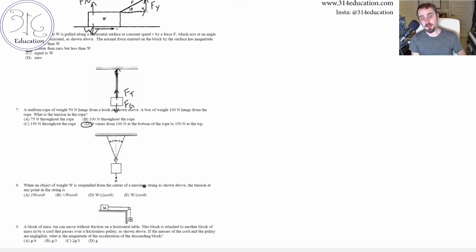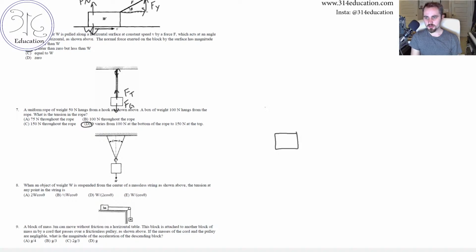So moving on to number 8 now, we've got an object hanging from the center of a massless string, and the tension at any point in the string. So, okay, we've got the same string. We might get a weird double in here. If this is off by a factor of 2, we have to be careful.